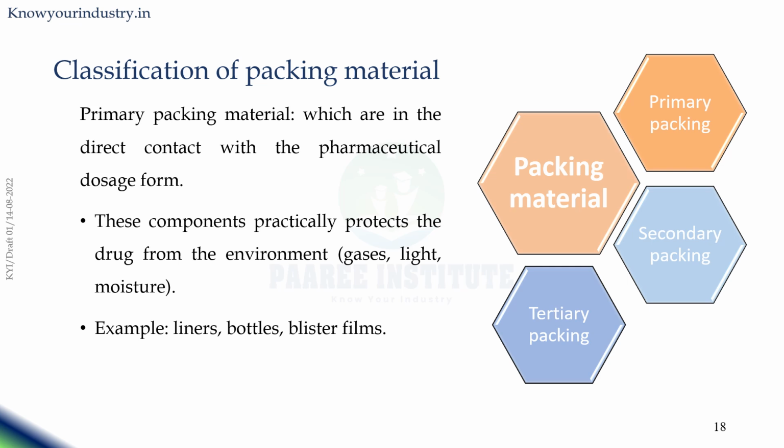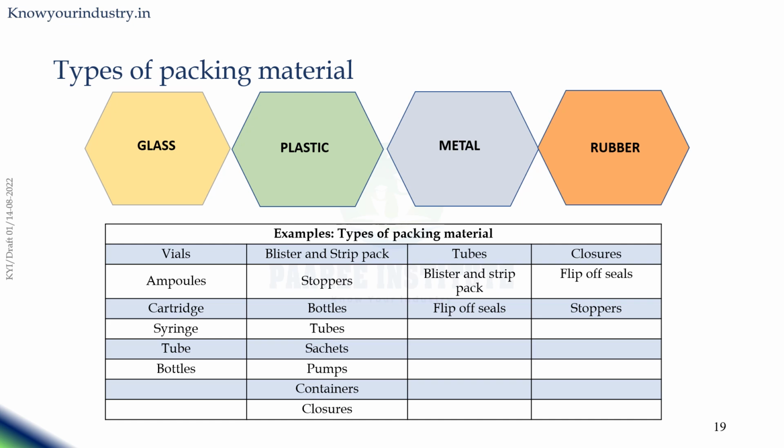So we all understand that glass vials and rubber stoppers are a primary pack for parenteral solutions, nasal drops, and certain ophthalmic solutions. Bottles, blisters, and liners are a primary pack for tablets and capsules. So, types of packaging material, what we have discussed: glass, plastics, metal, and rubber.